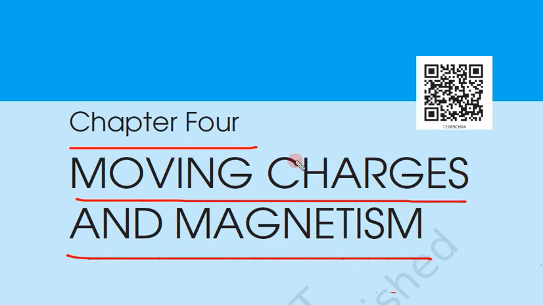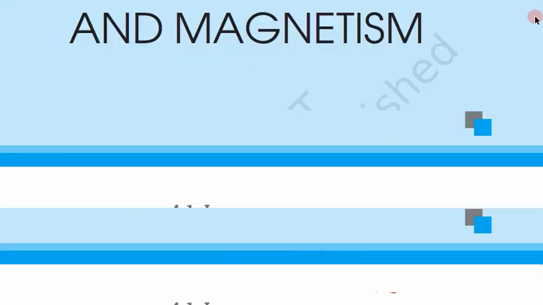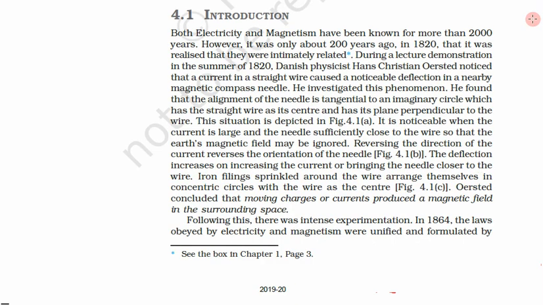So in this chapter we will be seeing how charges, when they are moving, produce magnetic fields. So this is the whole idea about this chapter. So let us start this chapter. This is some introduction. Please read this introduction. I am just focusing on some important points.